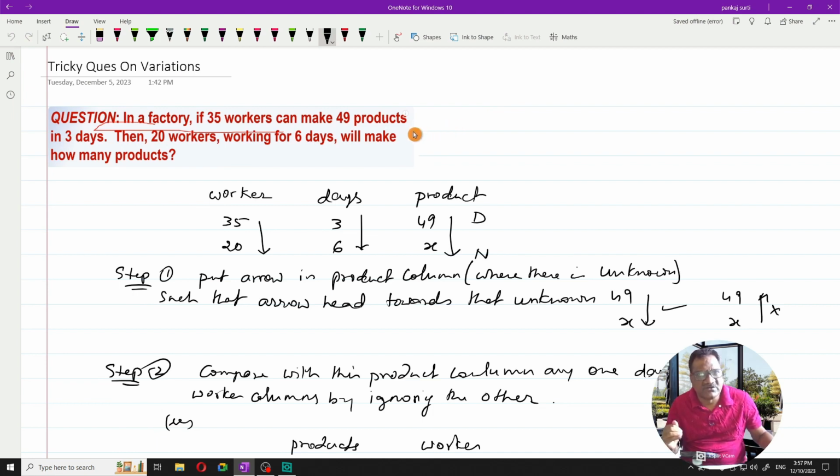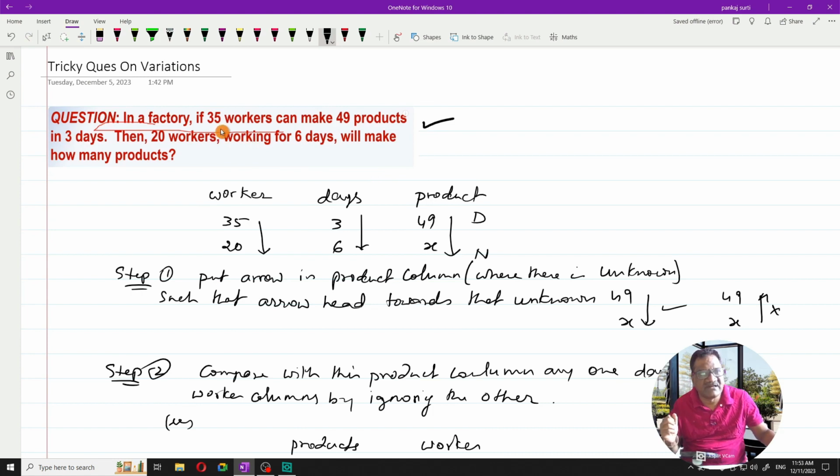So question number one happens to be this one. Question number one says that in a factory, if 35 workers can make 49 products in 3 days, then 20 workers working for 6 days will make how many products? Now here you can see the question itself involves a lot of quantities. There are three quantities which can be identified.